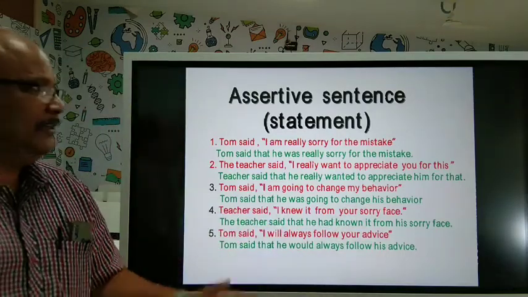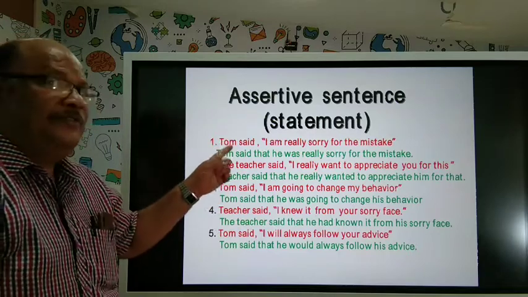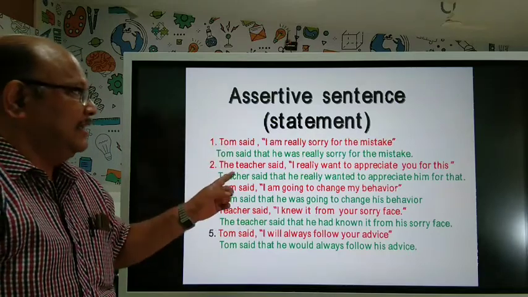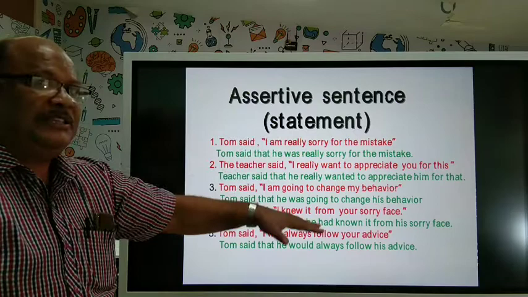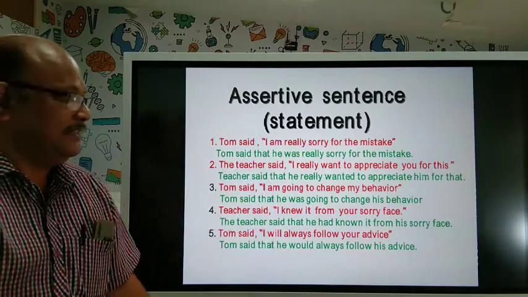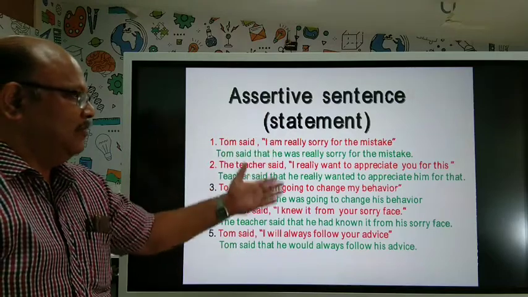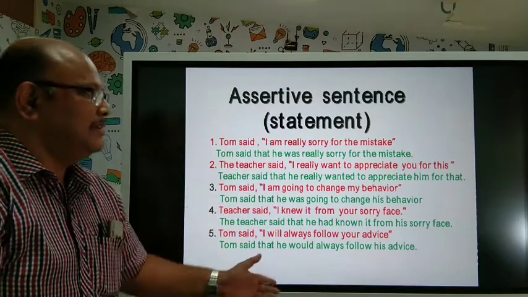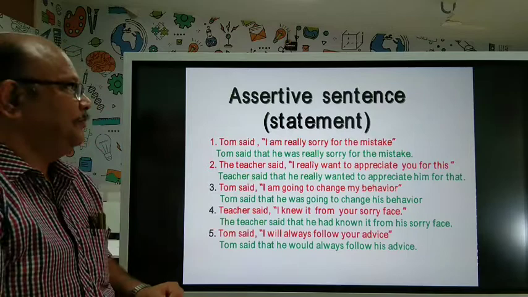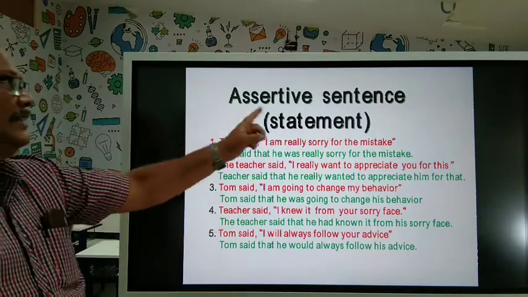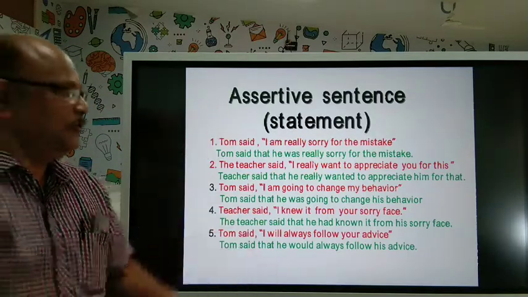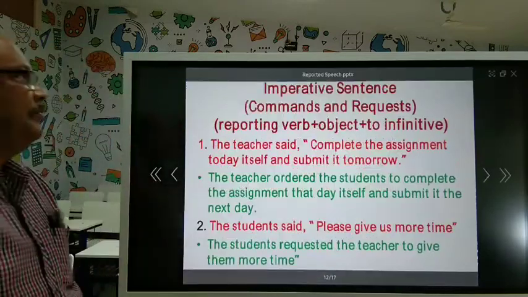So here we find, as the reporting verb is in the past, the tense of the reported speech changes to the corresponding past tense. That is applied here. So you can check. All the examples follow that rule. So that is the assertive sentence. Now let us go to the next type of sentence.